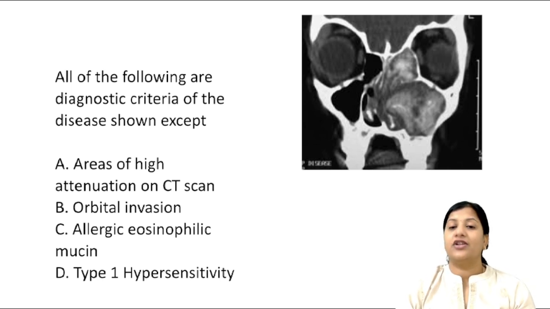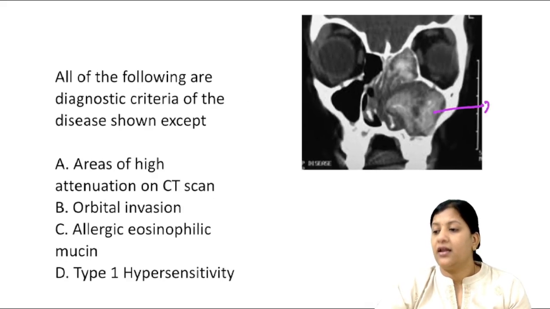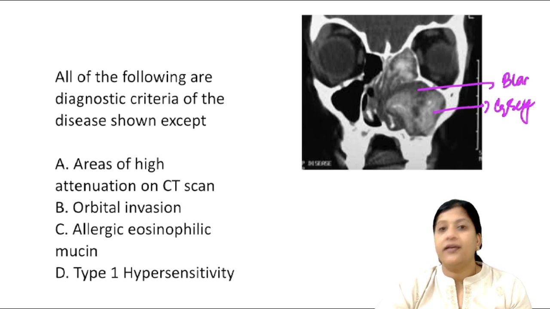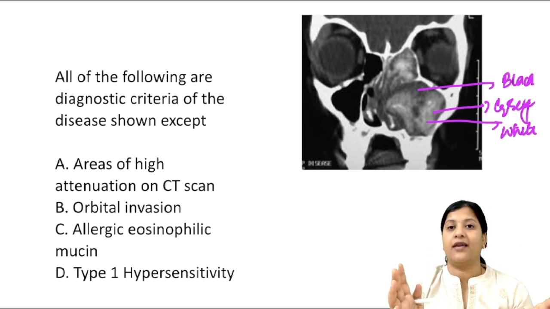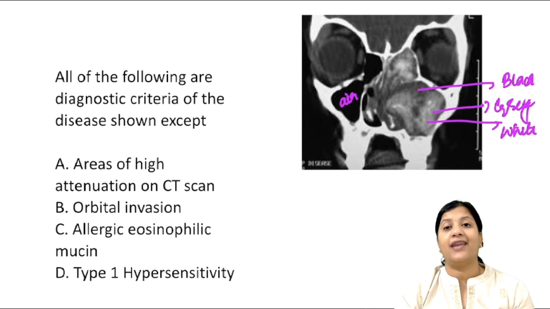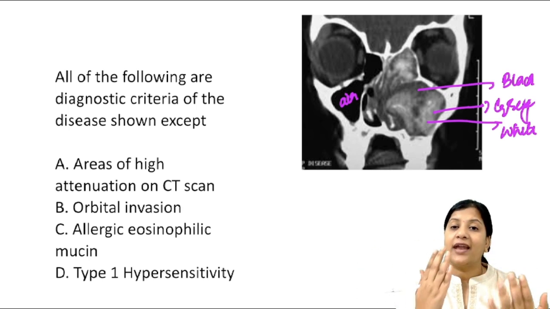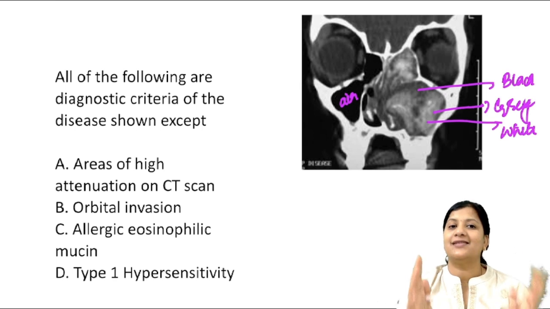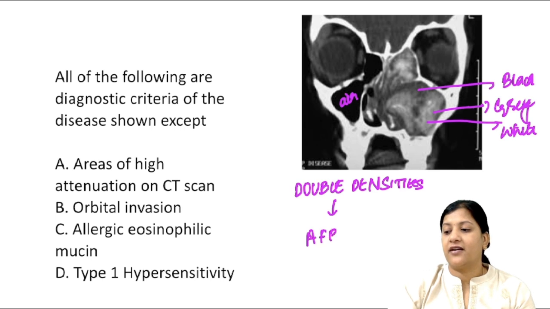Yes, so if you see radiologically, there is one specific thing that you see here. There are areas which are grayish in color, areas which are black, and areas which are white. So there are different densities. Some are white, some are gray, some are dark gray, some are light gray, and some things are black. If it appears black, it means there is air in the sinus. If it appears dark gray, light gray, whitish, it's all suggestive of a disease. So if you're getting two or more densities, we call it double densities. Double densities are suggestive of a very important condition called allergic fungal rhinosinusitis.